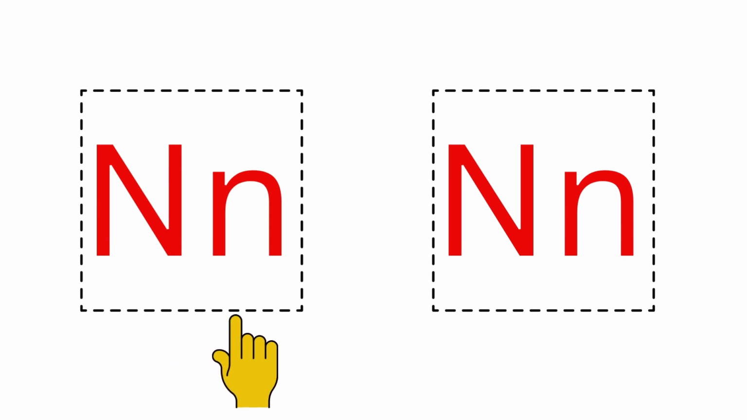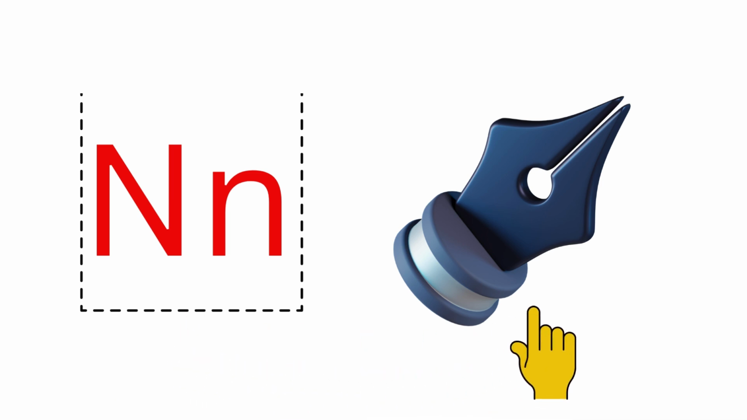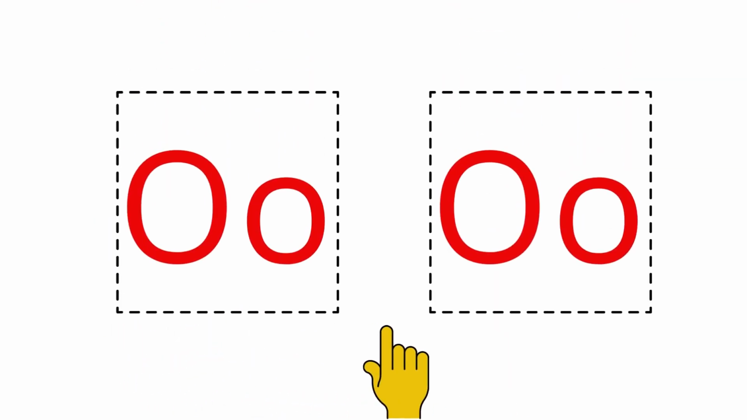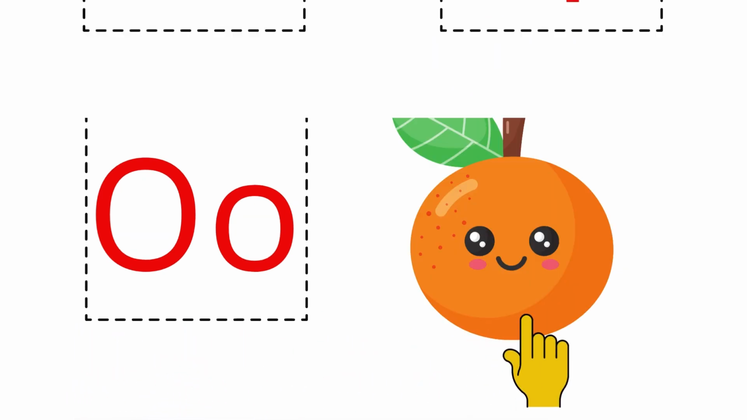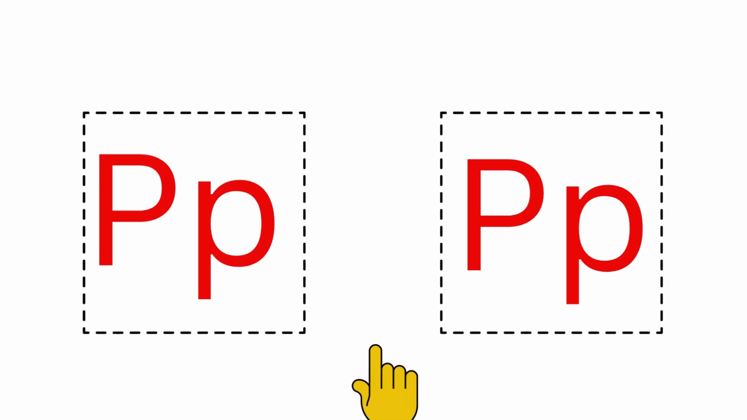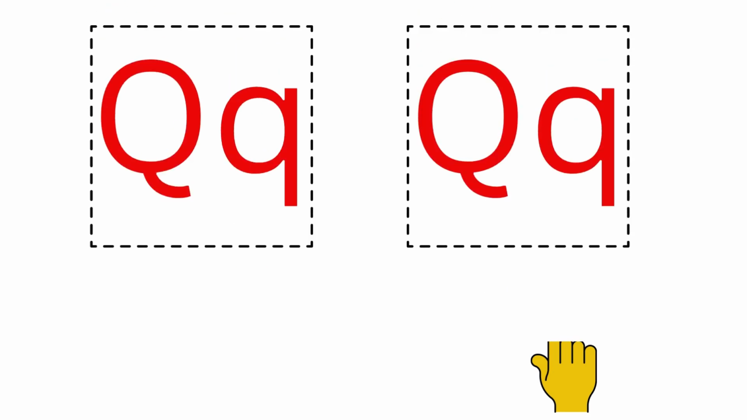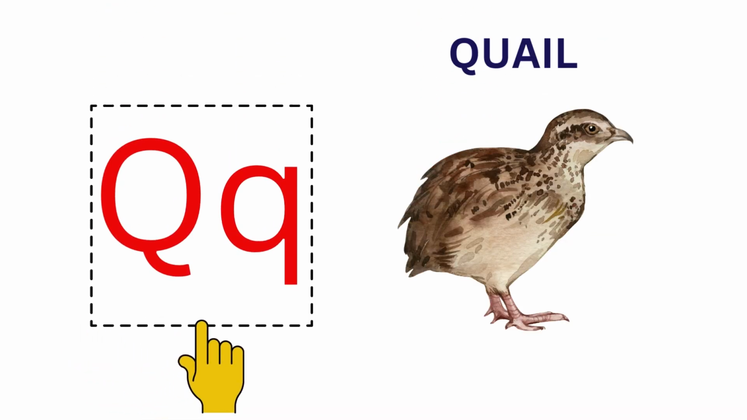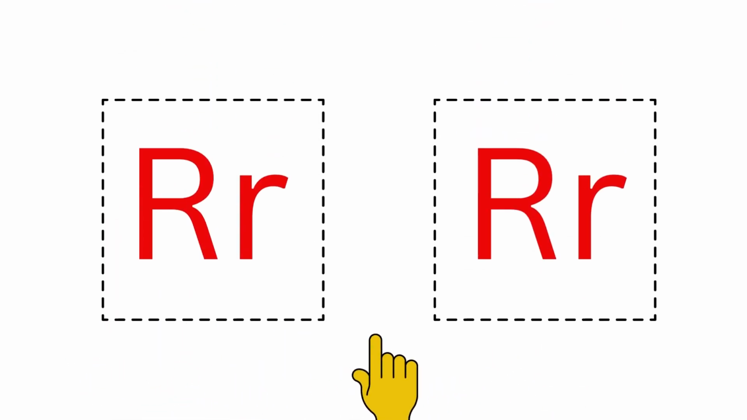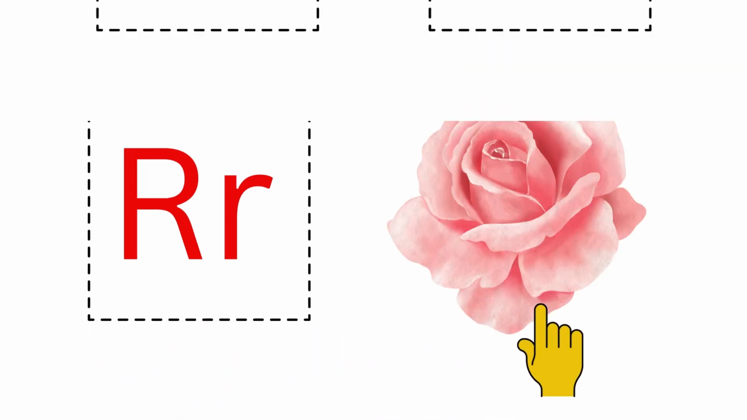N. N for nip. O. O for orange. P. P for pen. Q. Q for quail. R. R for rose.